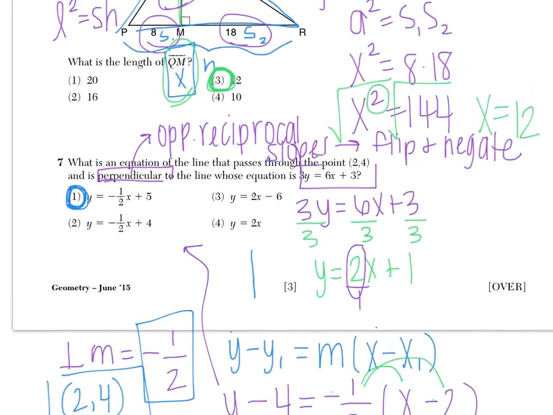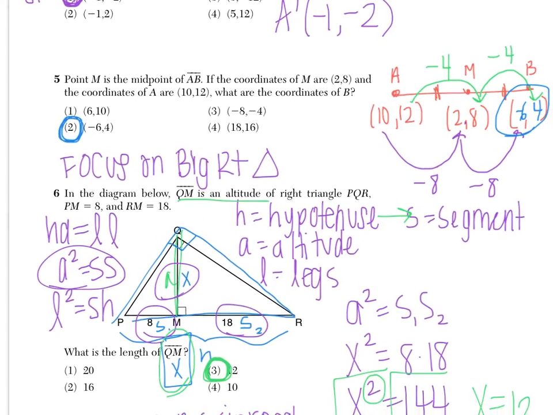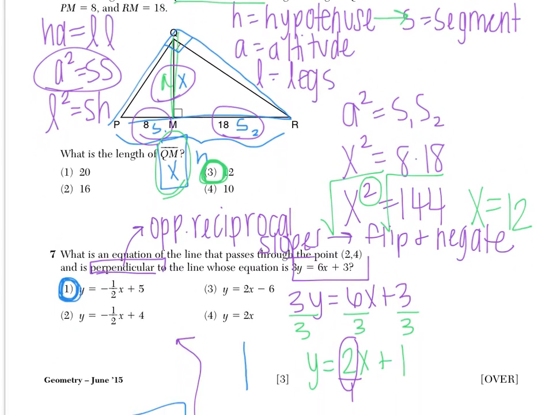So our answers for this page are the following. Number 4 is 1, 5 is 2, 6 is 3, and 7 is 1.